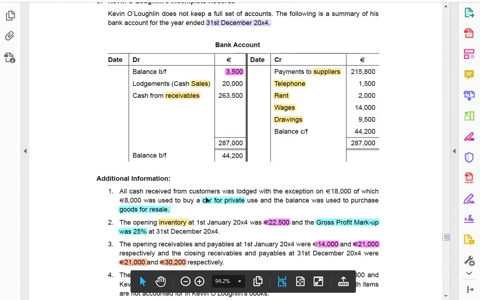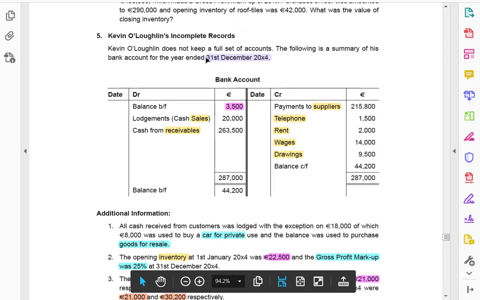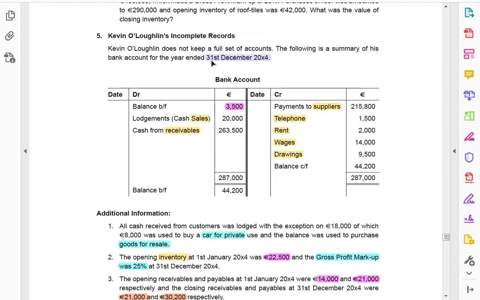So we're going to have a look through this particular one. As always, the first thing I would do is check the date. The year end that we're looking at here is the 31st of December X4. That might be relevant to us with regard to any prepayments or accruals that are going to come up.